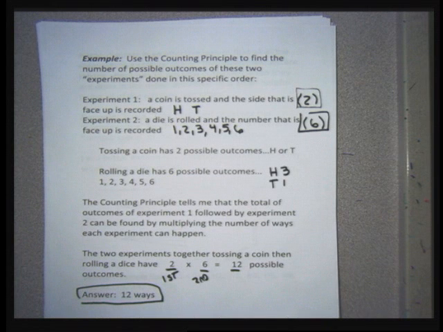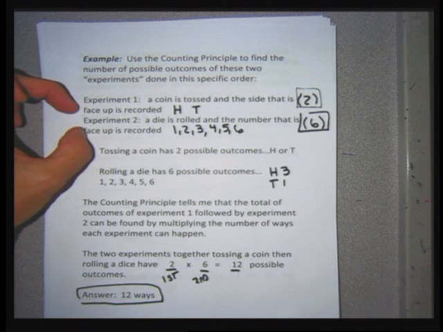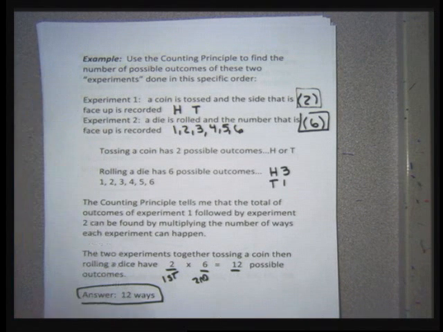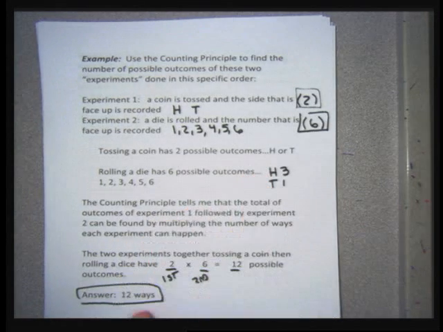There's 12 possible outcomes. So the counting principle does a nice job in answering how many questions. How many ways are there to flip a coin and roll a dice? How many different outcomes can there be? But it doesn't list the outcomes. Those are 2 of the outcomes, but there's supposed to be 12.